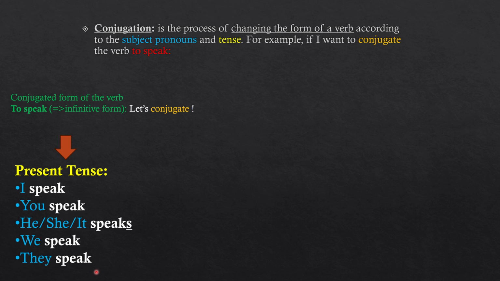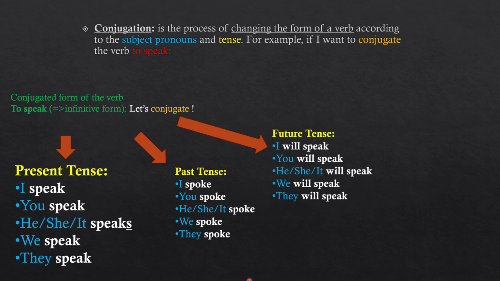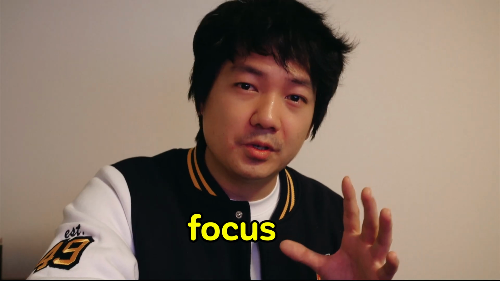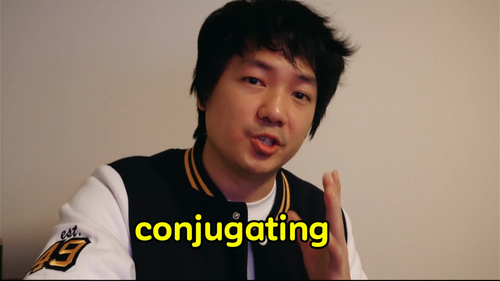Now we also have different tenses, right? We have, for example, the past tense. I spoke, you spoke, he spoke, she spoke, etc. We also have the future tense, and I can go on and on. We have other tenses in English. But the main focus here is that you now know what I mean by conjugating.